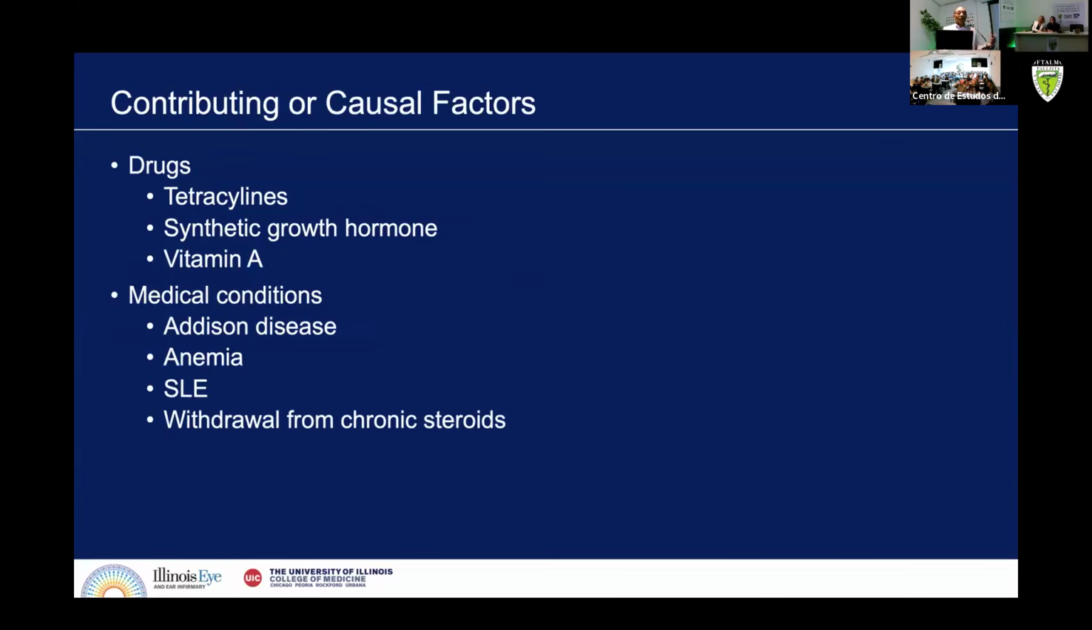Some important drugs that we ask about that can incite this and cause secondary elevated intracranial pressure are tetracyclines, synthetic growth hormones, vitamin A, and then some of these medical conditions like Addison's, anemia, lupus, and then the withdrawal from chronic steroid use.